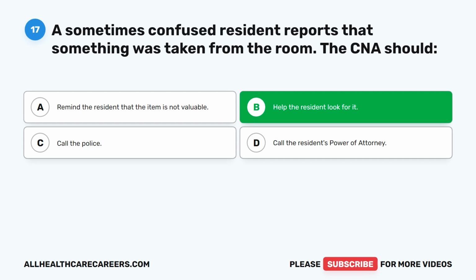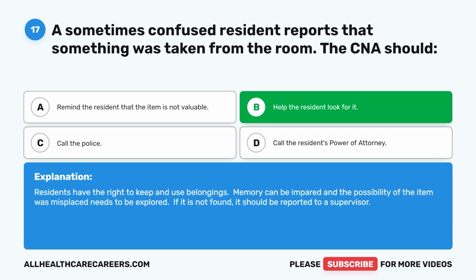The correct answer is B. Help the resident look for it. Residents have the right to keep and use belongings. Memory can be impaired, and the possibility that the item was misplaced needs to be explored. If it is not found, it should be reported to a supervisor.